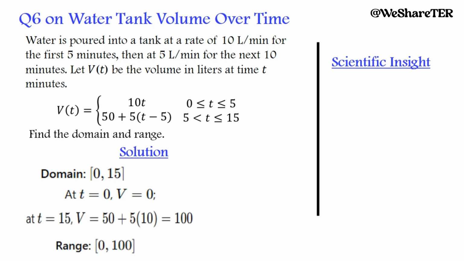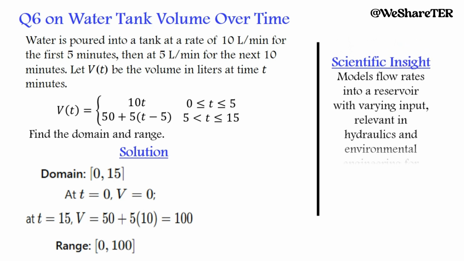At t = 15, V = 50 + 5 × 10 = 100. Scientific insight. Models flow rates into a reservoir with varying input, relevant in hydraulics and environmental engineering for water storage or irrigation systems.